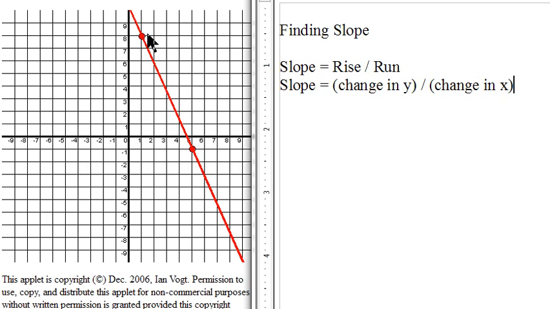Now the change in x here would be, looks like you're going from 1 over to 5, right? So the x coordinate here is 1, and then it's 5. So that's going to go up 4. So that's a +4 for the change in x.